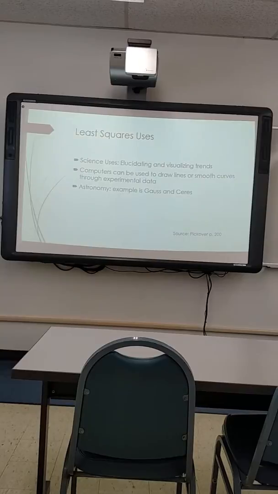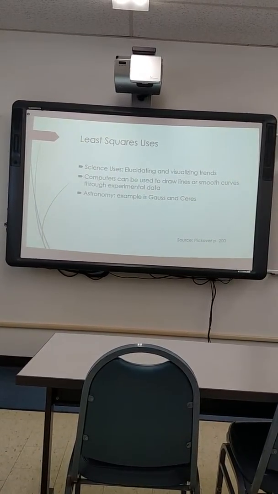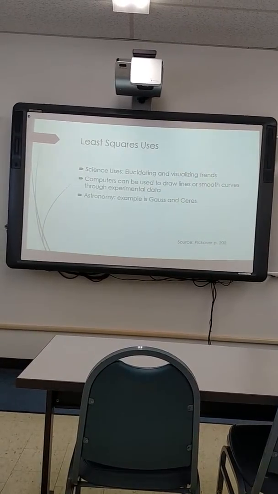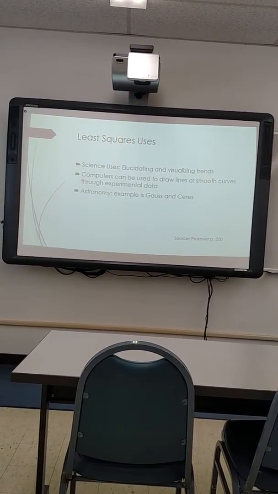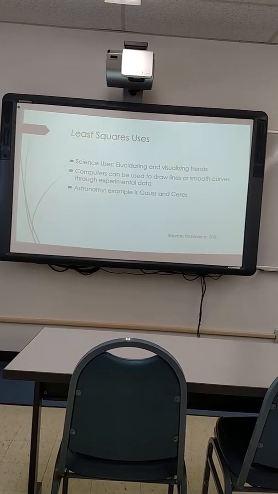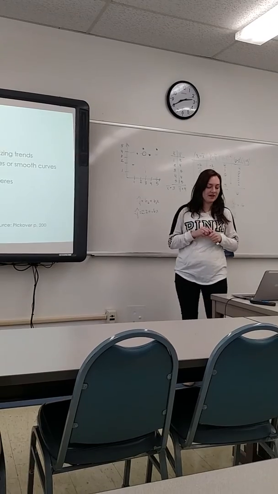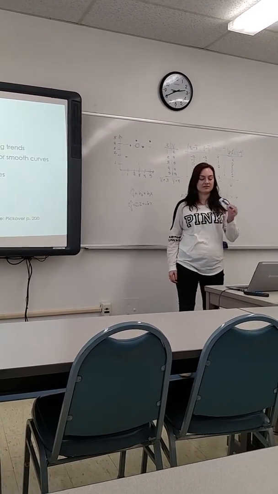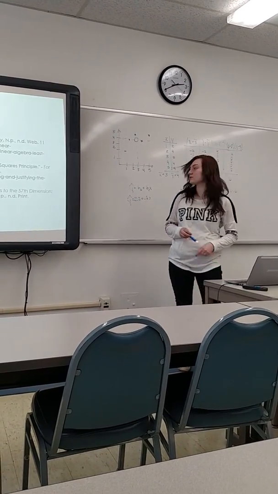So the uses of least squares today are like in science, in finding trends and stuff like that. And then computers can use it to draw lines and smooth curves through data. And then obviously we can use it in astronomy because that's how Gauss found Ceres. And then trend lines, an example of that can be the trend line that exists between age and the length of cave stalactites, which is in your book. And those are my resources and my picture sources.